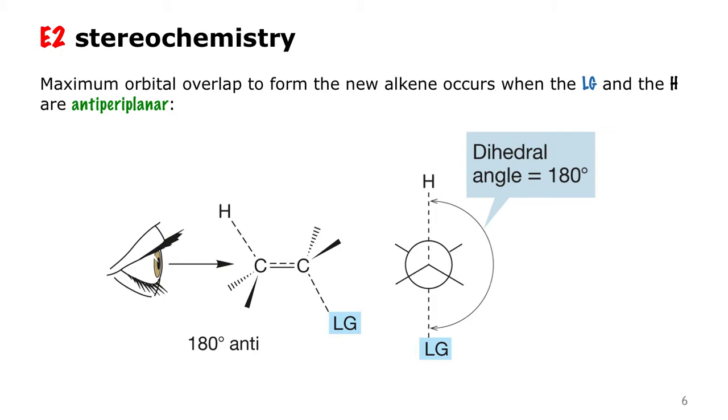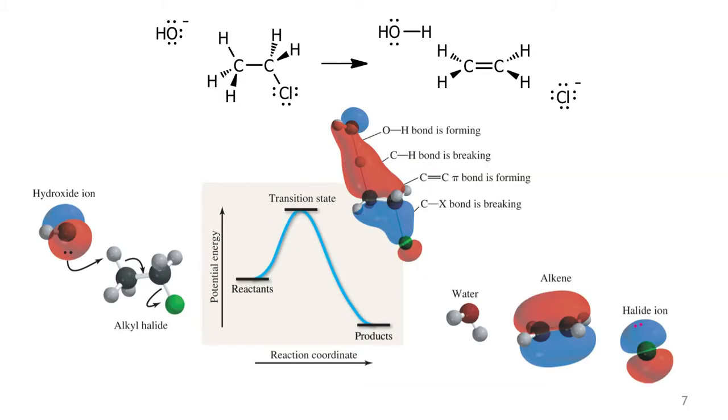There's a name for this arrangement in the structure: we say that the hydrogen and the leaving group are anti-periplanar, and you'll hear that term from time to time moving forward in the course. It's the orbitals that are involved in the transition state that give rise to the necessity for this anti-periplanar arrangement, and this is illustrated a few ways here. So this particular simple reaction shown here at the top of the slide is hydroxide reacting with this ethyl chloride.